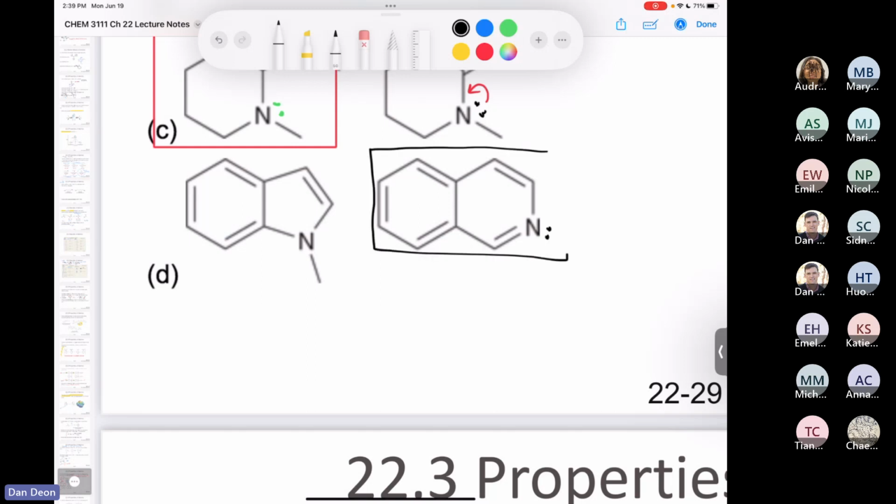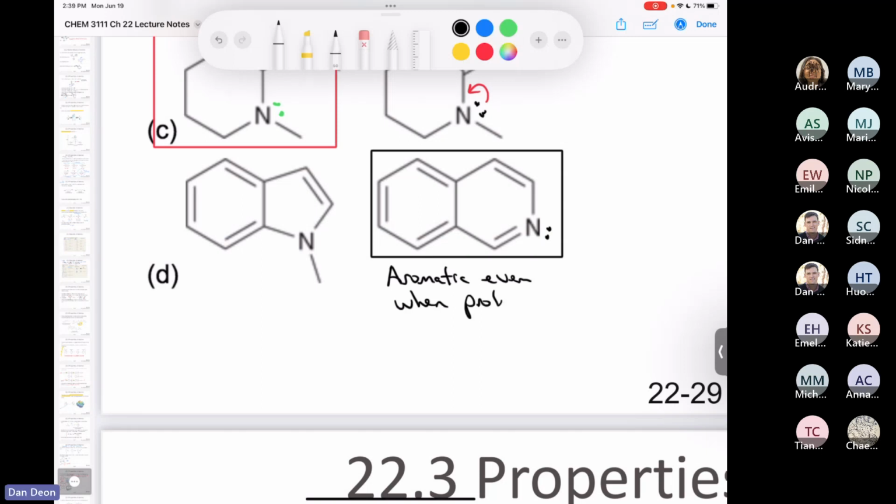Because it doesn't matter if you protonate, it's still aromatic. So we'll put here aromatic, even when protonated. So that means that lone pair is available. Whereas this lone pair, put it in blue maybe, this lone pair, we'll put here required for aromaticity. And so if you protonate that lone pair, you destroy the aromaticity.